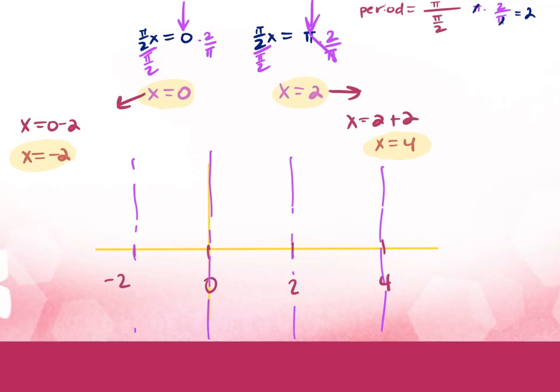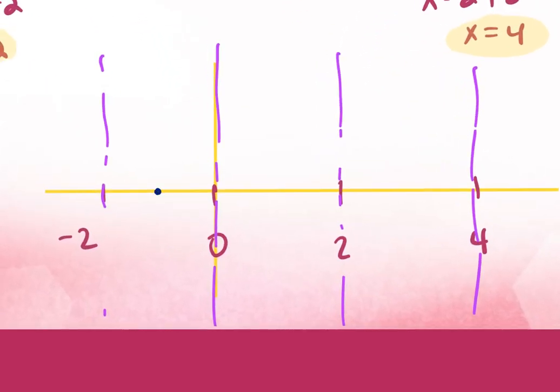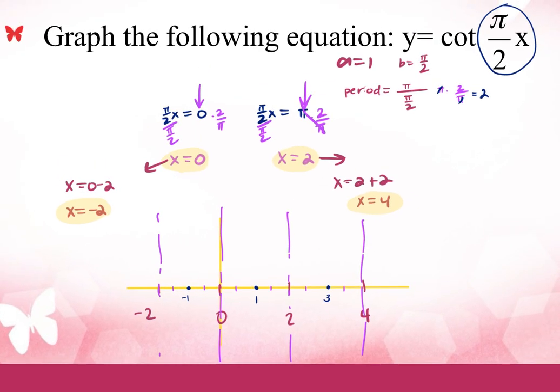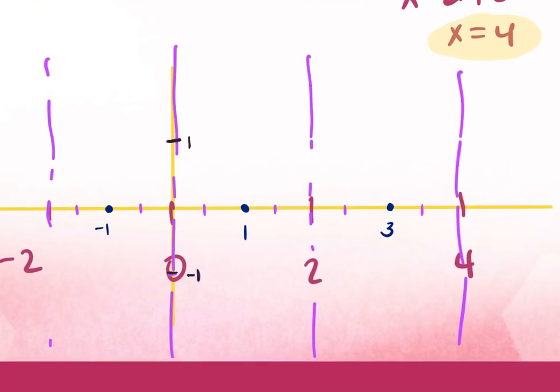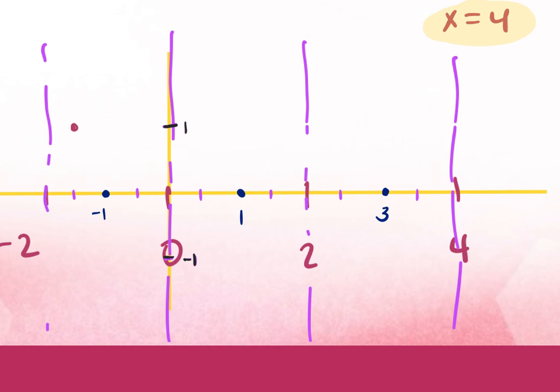What's halfway between -2 and 0? -1. What's halfway between 0 and 2? +1. What's halfway between 2 and 4? 3. Those are your x-intercepts. Then we're going to eyeball the 1/4 point and 3/4 point. And we're going to mark our A, which is 1. A 1/4 of the way in, this time we go up because it's cotangent. So the 1/4 point points up, the 3/4 point points down.